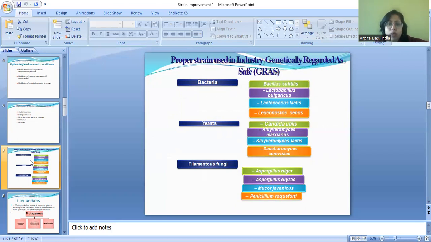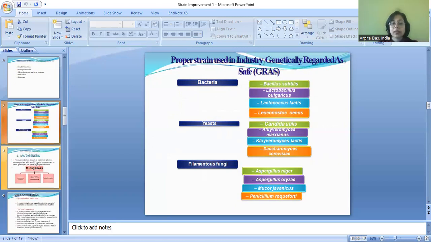So these are not the only microbes, but there are many. For your kind information, we have discussed a few to remember. These are the few microorganisms which are genetically modified and widely used. So we have to remember at least a few names from here.